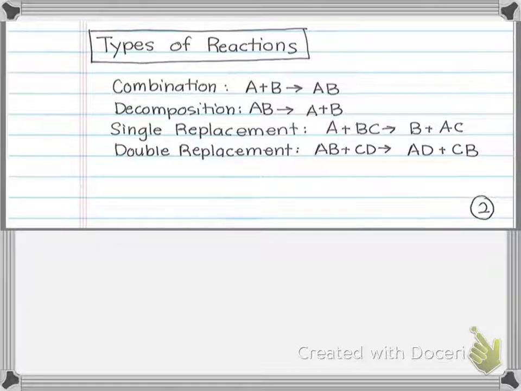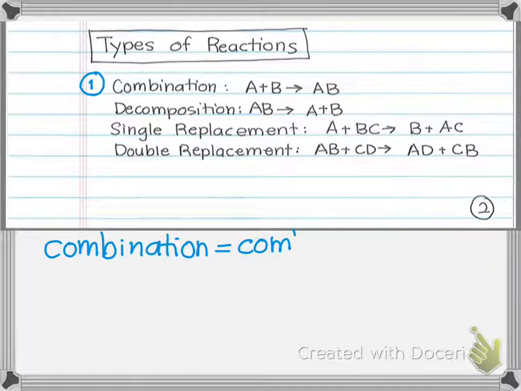So the first one I have up here is combination. And when I think of combination, just looking at the word combination, I see the word combine. And this is exactly what we're going to look for in this reaction. So we'll have reactants. See how they're separate here? There's A and B. And there could be more than just 2, but you have separate reactants, and they come together to form one product. So they combine. They come together.